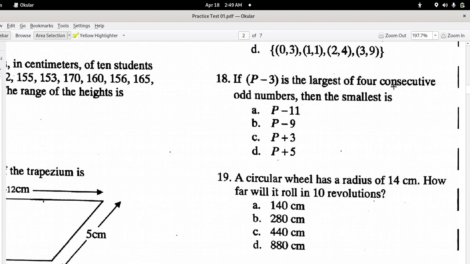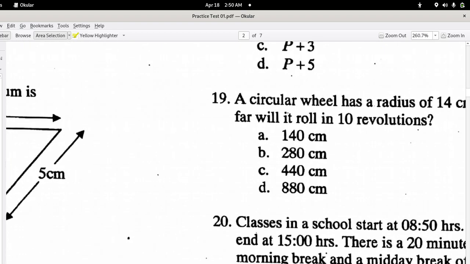Alright? Then the second, you minus another 2. Then for the first one, you minus another 2. Remember, p minus 3 is the largest of 4. Then you want the smallest. That will give you a clue as to what to do to get the answer. I'm not going to tell you exactly which one.